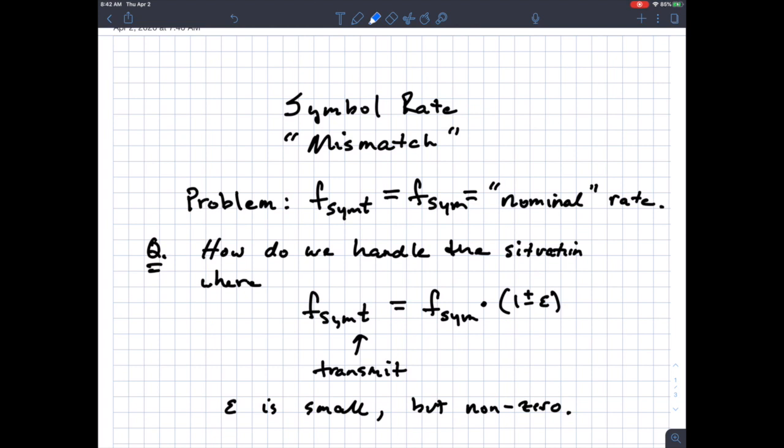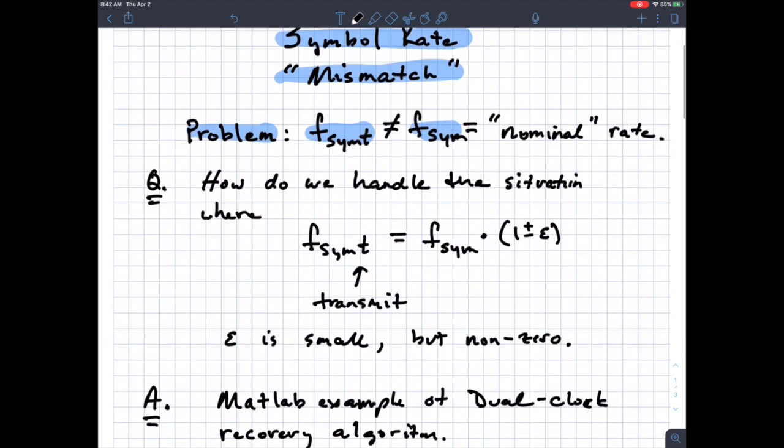Alright, this video is covering the subject of symbol rate mismatch. The problem we're looking at is, let's suppose we have a nominal symbol rate. I'm going to give you an example with some numbers in a second, but a nominal rate means this is the rate we're expecting, but we all realize that the actual transmission rate might be different. So what happens if these are not the same? How do we handle this situation?